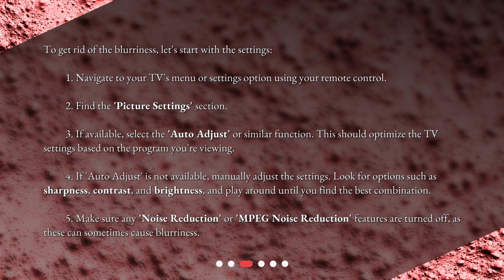4. If Auto Adjust is not available, manually adjust the settings. Look for options such as sharpness, contrast, and brightness, and play around until you find the best combination. 5. Make sure any noise reduction or MPEG noise reduction features are turned off, as these can sometimes cause blurriness.